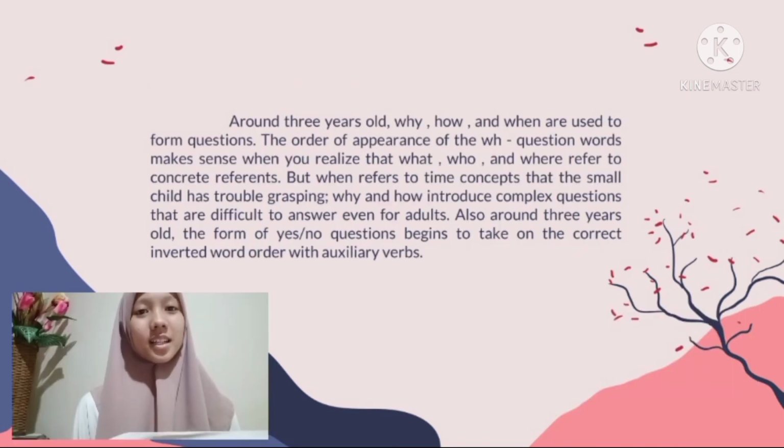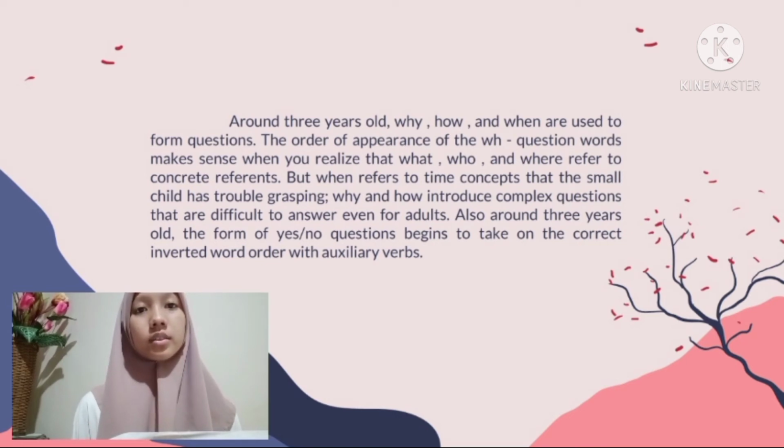Around 3 years old, why, how, and when are used to form questions. The order of appearance of the WH question words makes sense when you realize that what, who, and where refer to concrete reference. But when refers to time concepts that the small child has trouble grasping, and why and how introduce complex questions that are difficult to answer even for adults.